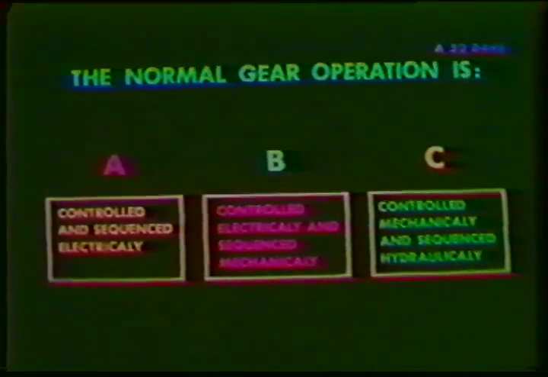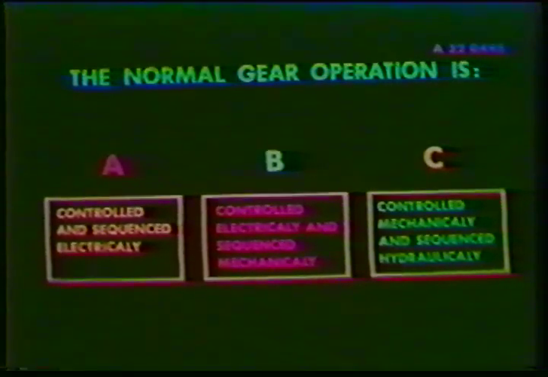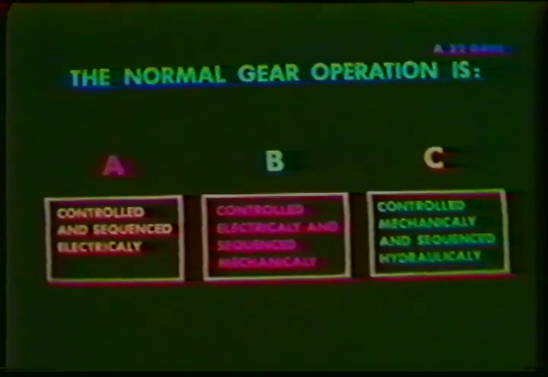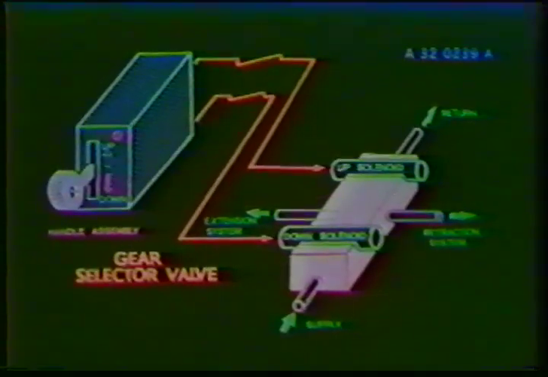Now, let's see how we are progressing by answering this question. What is the normal gear operation? A, B, or C? Normal gear operation is controlled electrically and sequenced hydraulically, so the correct choice is B.